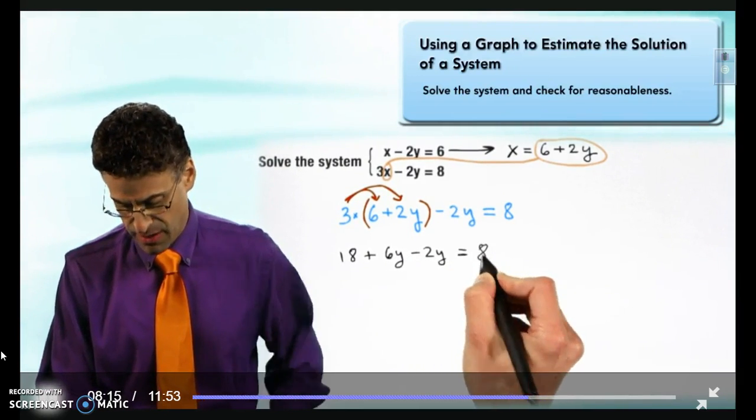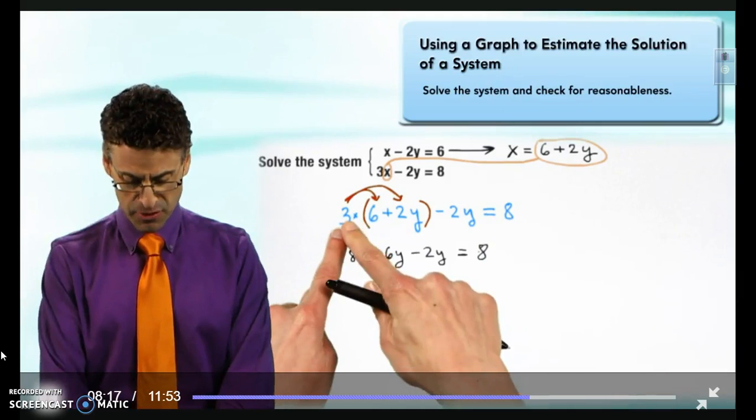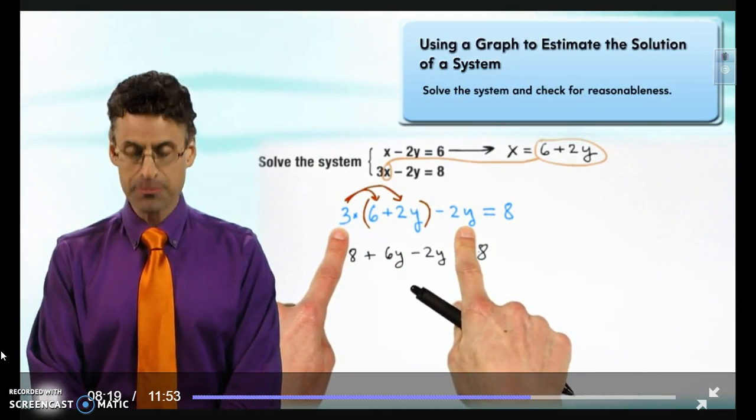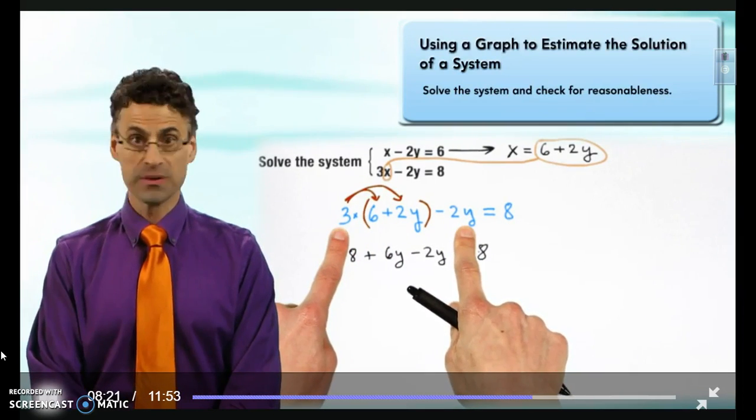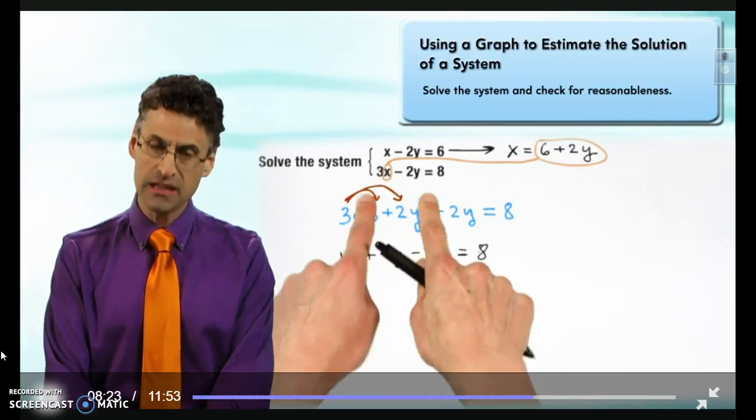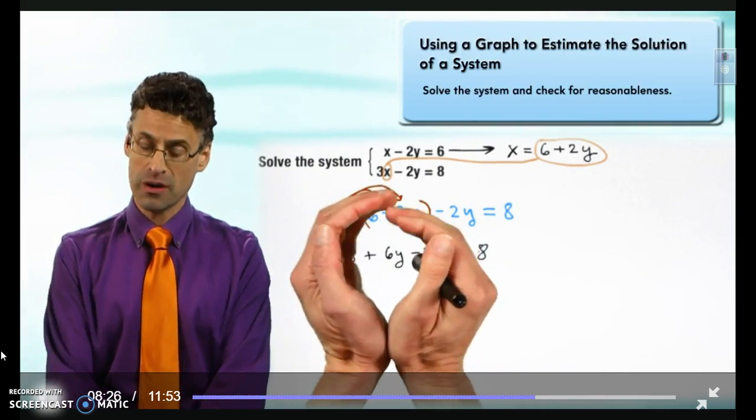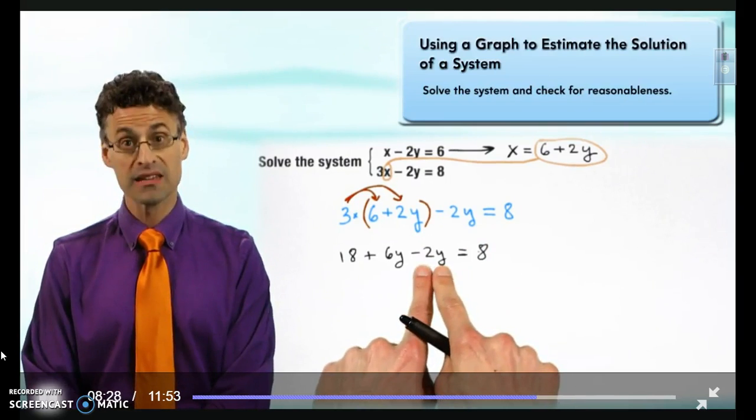Now here's a great mistake someone might make. They might get so enthusiastic they'll multiply this 3 by the negative 2y. But that doesn't make sense because the lasso is only around here. We only multiply where the parentheses are. So that 2y just remains as is.